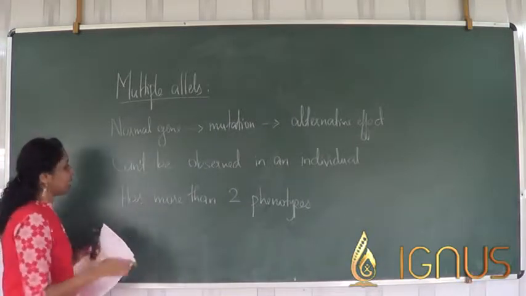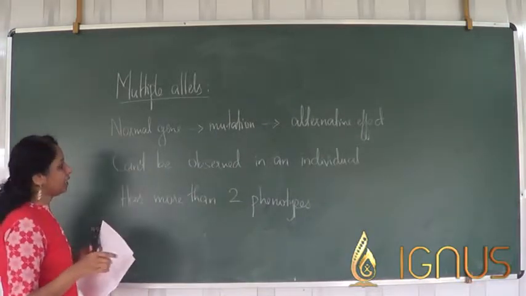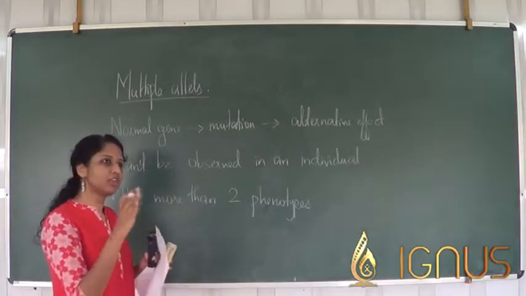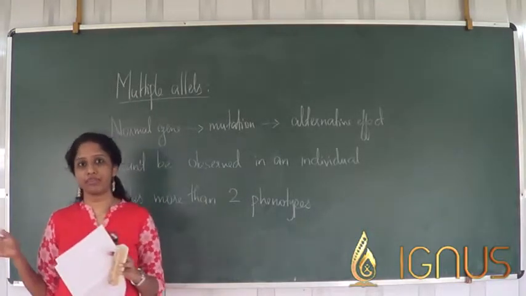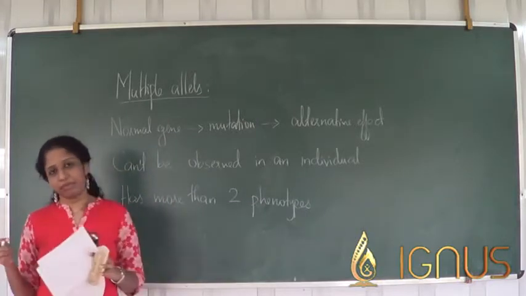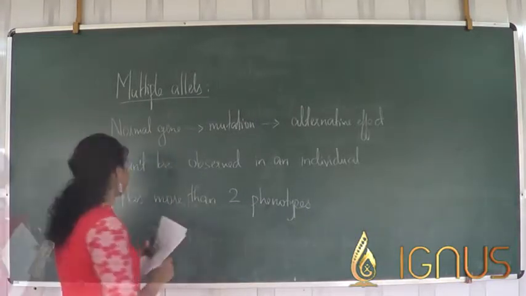Okay, and then because it is multiple alleles, it has more than two phenotypes. So it will not be just a dominant phenotype and a recessive phenotype, but rather more than two phenotypes will be found in multiple alleles.